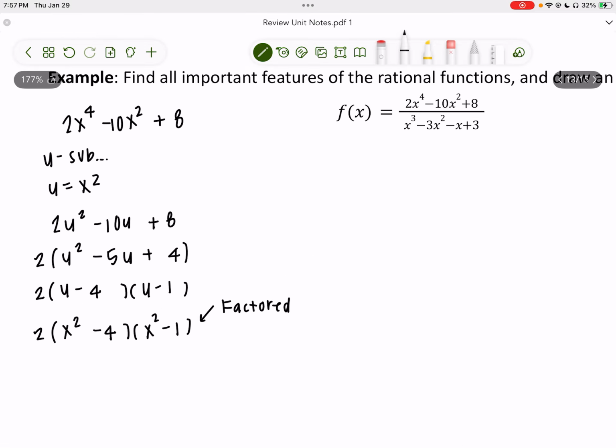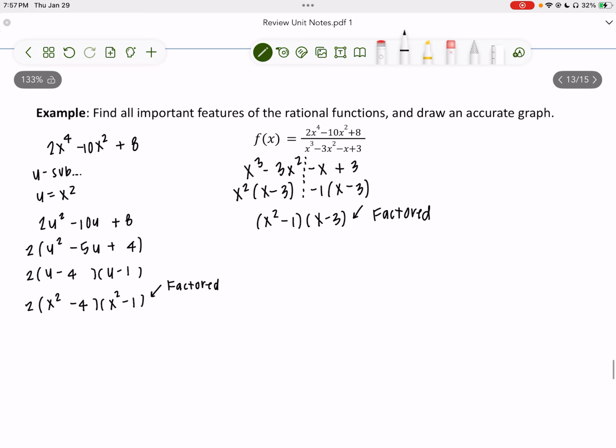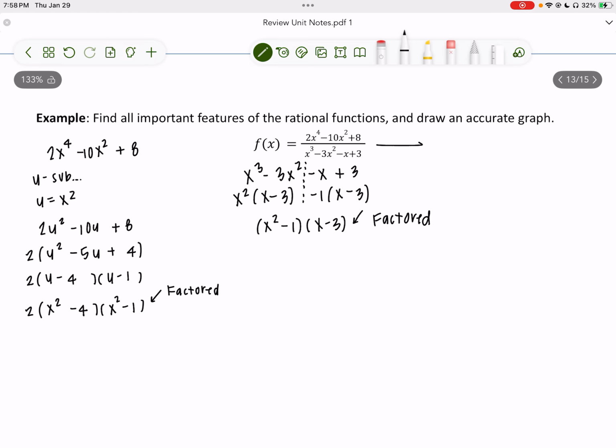Let me do the same thing for my denominator. I have x cubed minus 3x squared minus x plus 3. Here I can group. I have x squared in common, x minus 3 inside, negative 1 in common, x minus 3 inside. We have x squared minus 1 and x minus 3. This is factored. Let me now rewrite this function in my factored form.